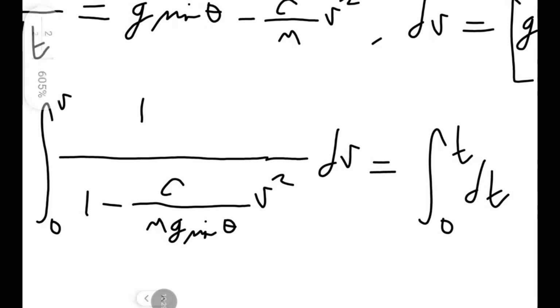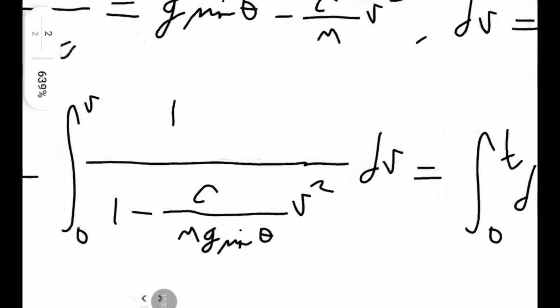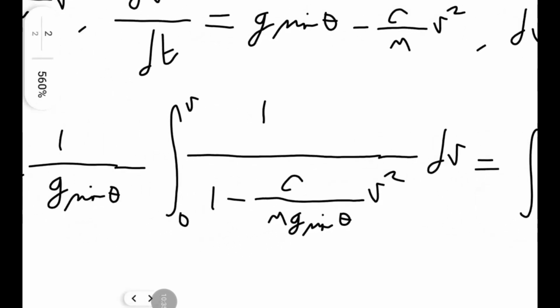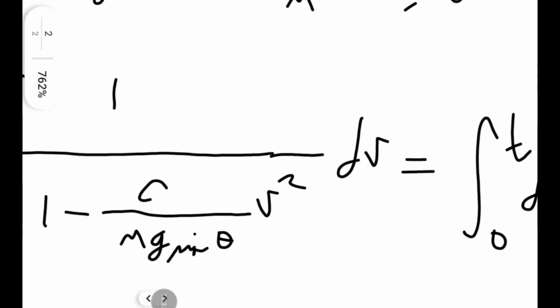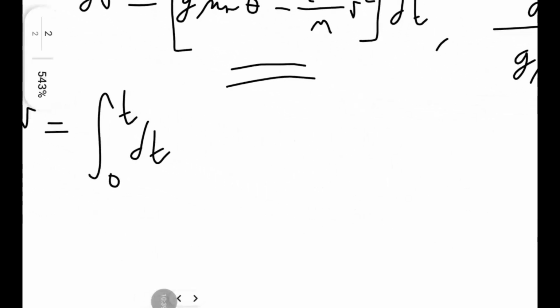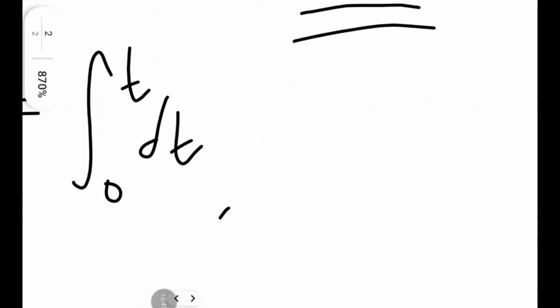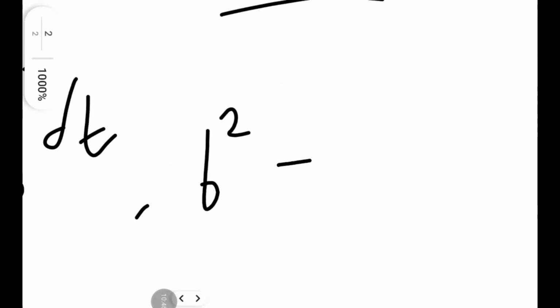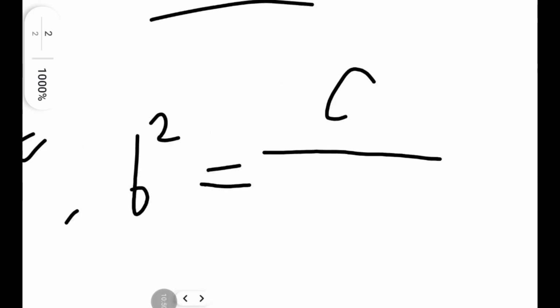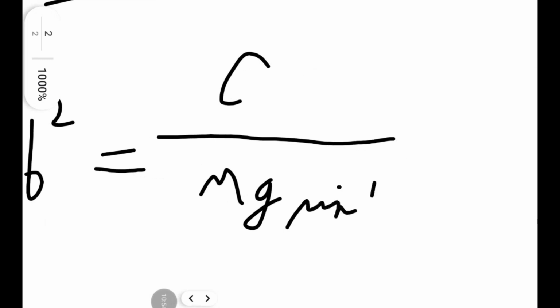Now you can see the 1 over g sine theta outside, and this is important. Working with this will be annoying, so we're going to make a simplification. We're going to pick a random letter, b squared, and say it is equal to c over m g sine of theta. This is going to keep things simpler.